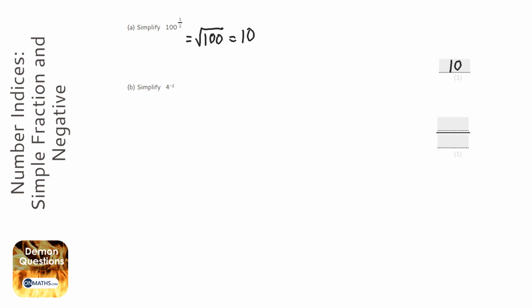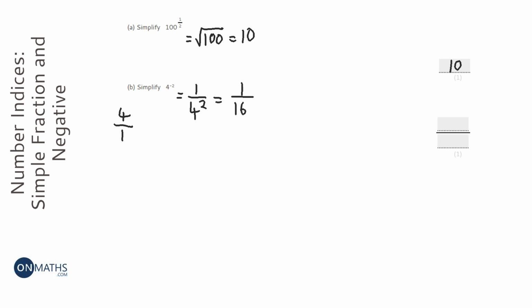Anything to the power of negative, again, the most common wrong answer is something like minus 16 or something like that. Negative just means you flip it. So the number 4 on its own is just 4 over 1 as a fraction. So if we're flipping that, it becomes 1 over 4. But because it was minus 2, that 2 stays with the 4, so it's still 1 over 4 squared. 4 squared is 16, so it's just 1 over 16.